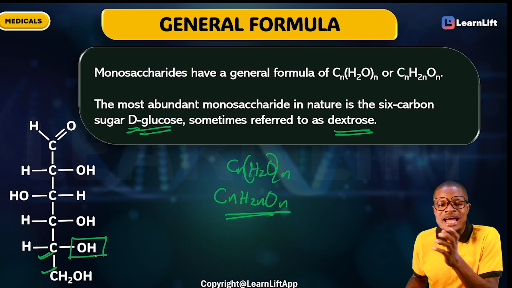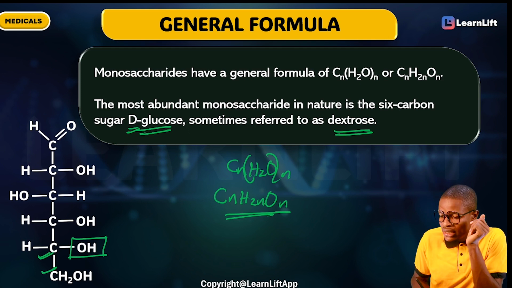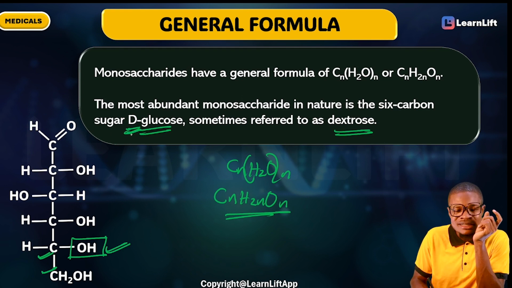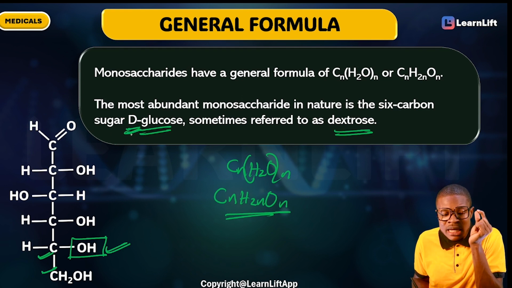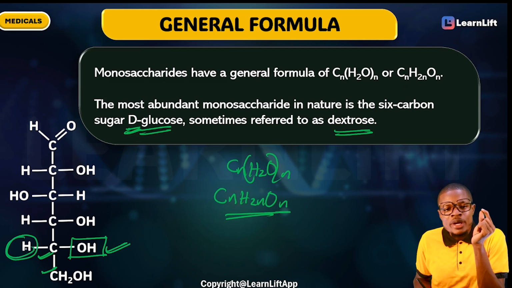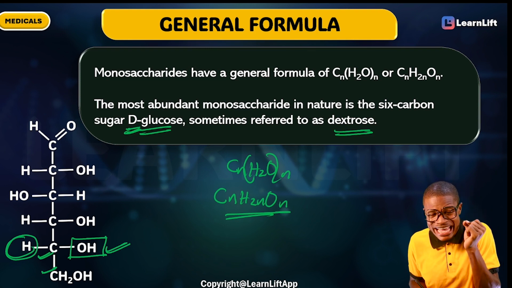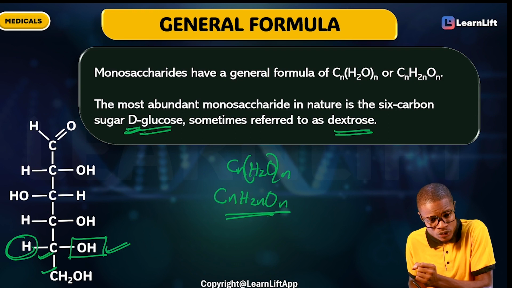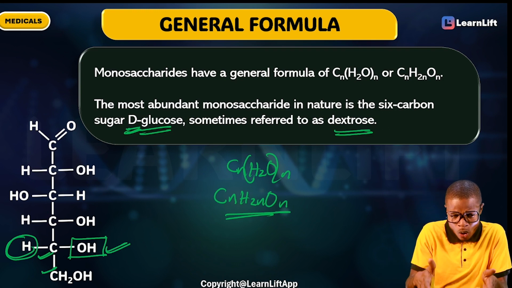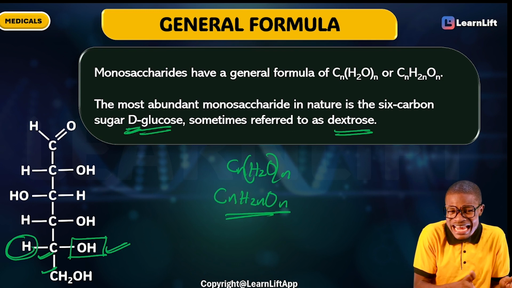Is the OH to the right or to the left? OH is to the right. Anytime OH is to the right, what is it? It is dextro. Now, if the OH is not here and is now at this other location, what do we call it? Of course, it will no longer be D-glucose. It will be called L-glucose. The same way we have dextrocardia, rotation of the heart to the where? To the right is dextro.